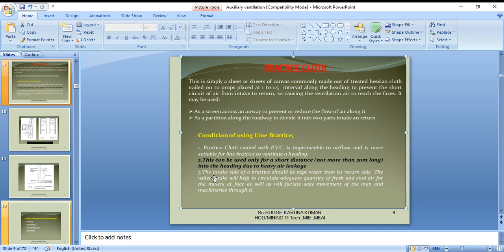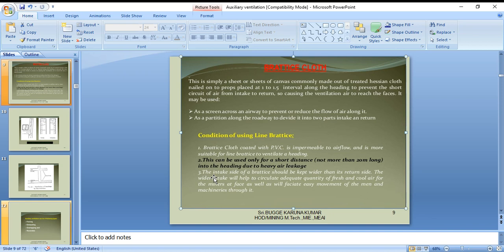Brattice cloth is used, for example, in any gallery. You divide it into two parts and nail it to the roof. That is one use. It is also used as a screen across the airway to prevent or reduce the flow of air along it, and as a partition along the roadway to divide it in two parts, intake and return.